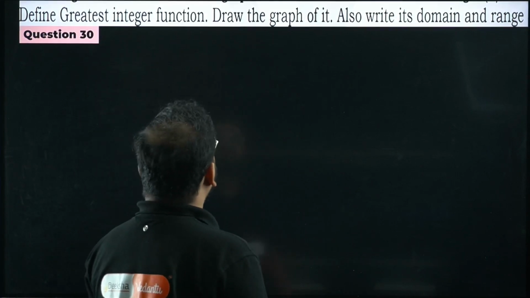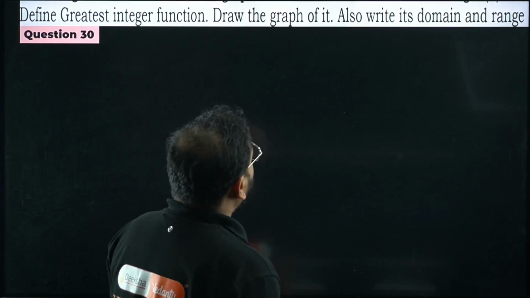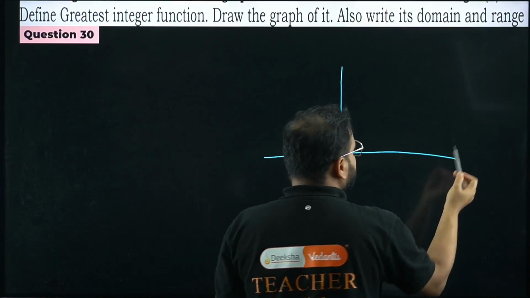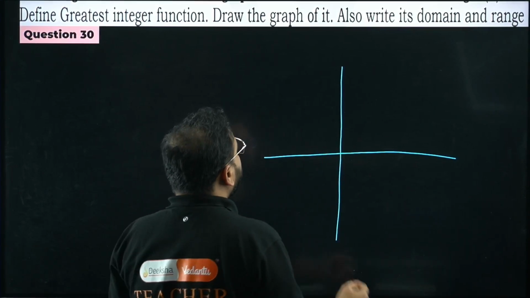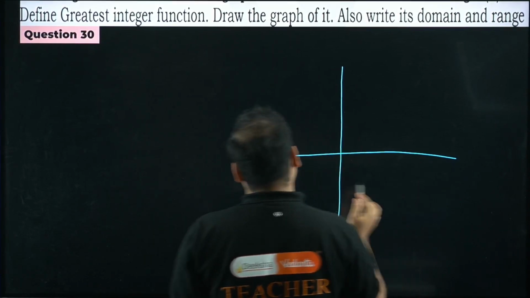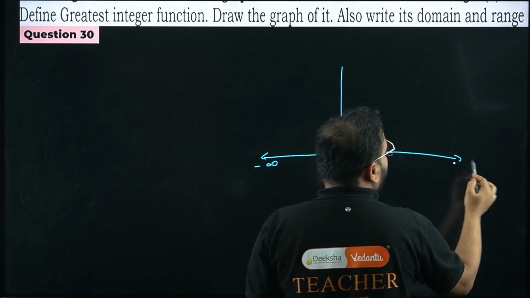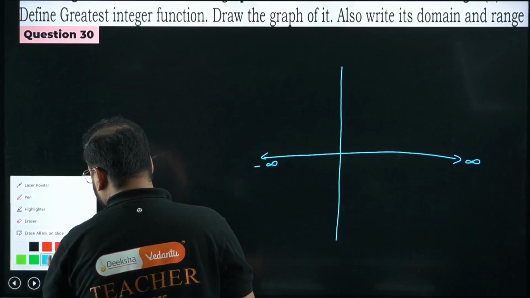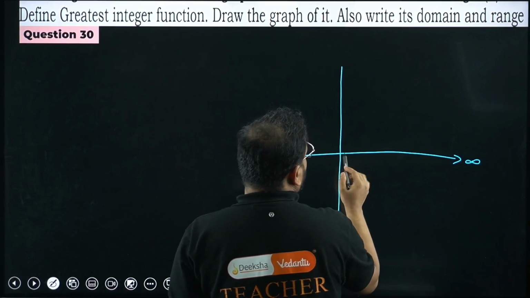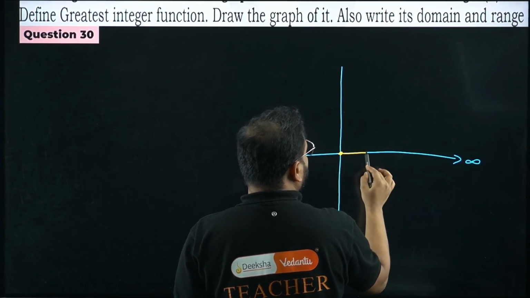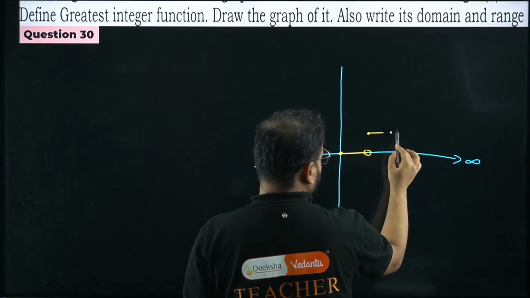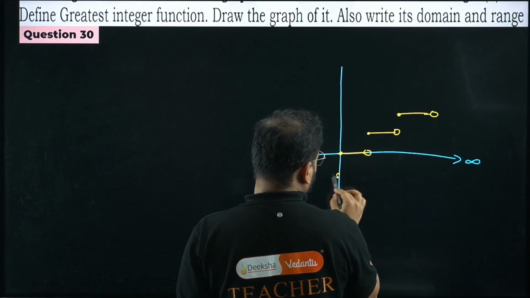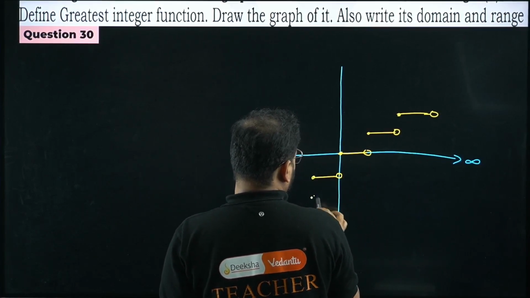Define GIF, draw the graph of it, and also write its domain and range. What do we write? The result will always be an integer. The domain will be all real numbers, negative infinity to positive infinity. The graph will look like this. At this point you'll have a closed end here, open here, closed here, open here, like this. Again over here, open, closed, open, closed.